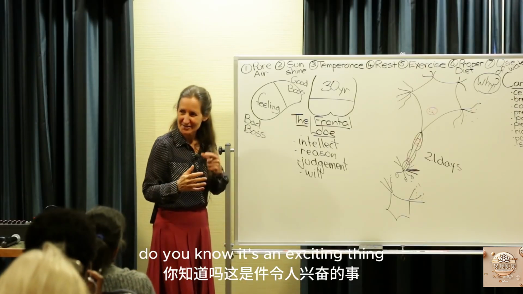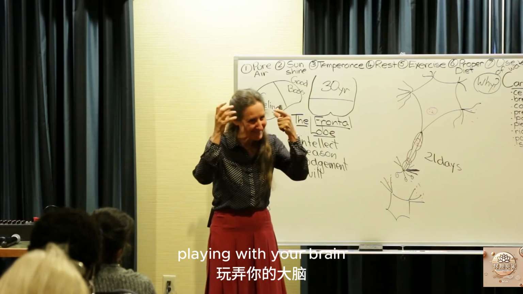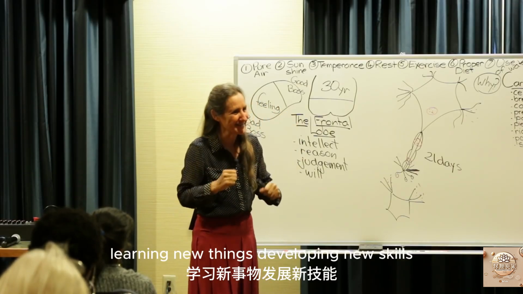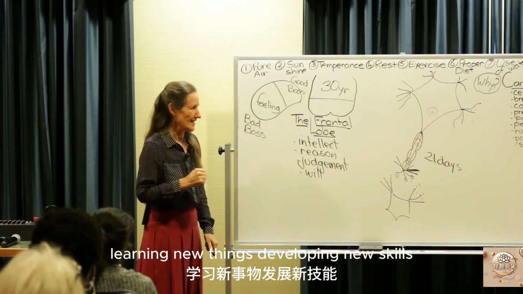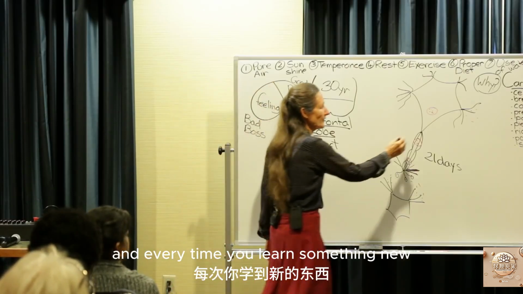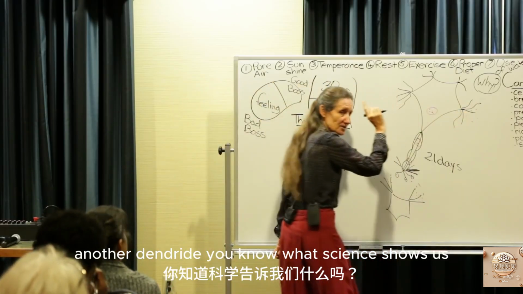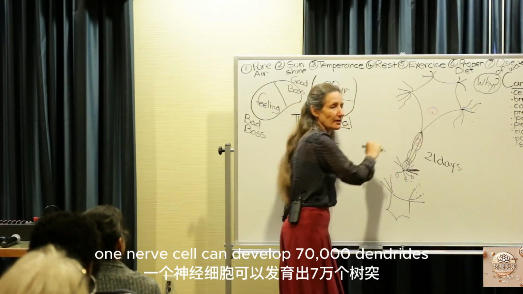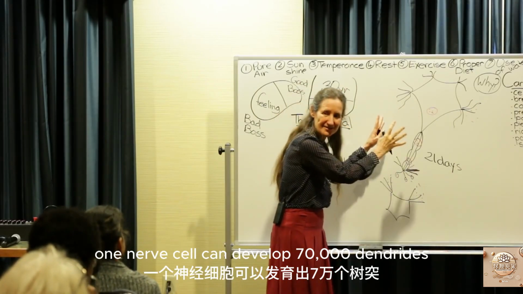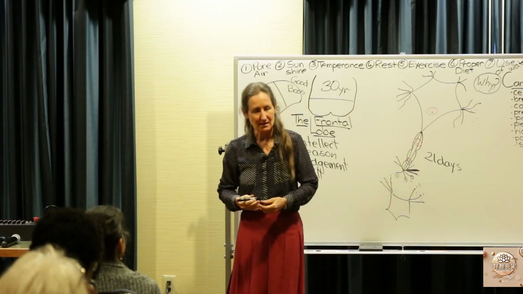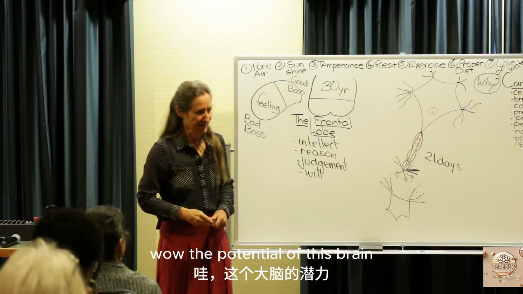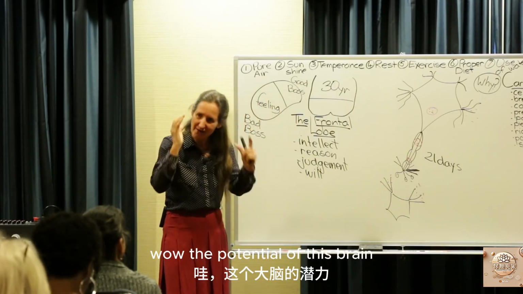Do you know, it's an exciting thing playing with your brain. Learning new things, developing new skills. And every time you learn something new, another dendrite. Do you know what science shows us? One nerve cell can develop 70,000 dendrites. Wow, the potential of this brain.